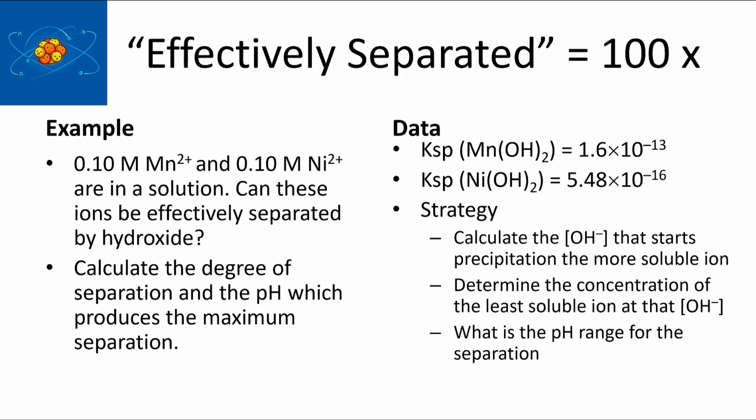We'll say I have 0.1 molar manganese, I have 0.1 molar nickel. They're both in solution. Can they effectively be separated by hydroxide ion? So let me draw out for you what we're doing and use, again, a number line approach.